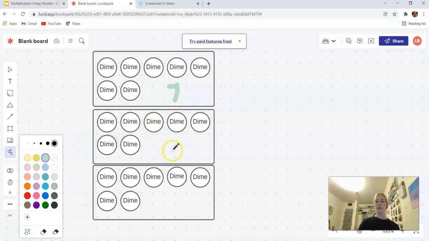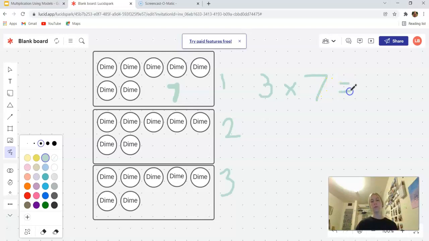So, how many groups do I have? Well, here's one group, a second group. I have 3 groups of 7 dimes. So 3 is going to be the number of how many groups I have. And we want to multiply that by 7 to find out how many dimes I have in total.